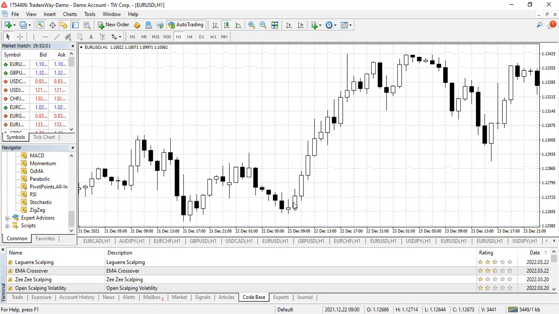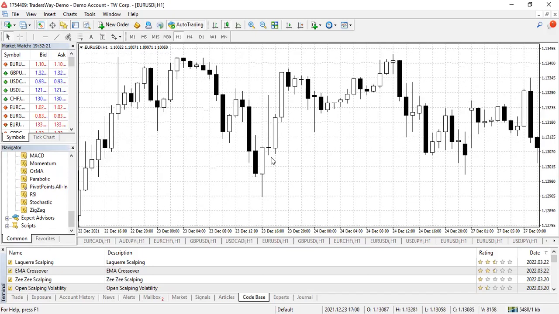Yeah, so we can use this as an example of three white soldiers. Can you see we have a bullish candle here, followed by another bullish candle, followed by another bullish candle. So this is telling us there is a reversal and the market is going uptrend. But when we have three black crows, it's telling us there is a reversal in an uptrend and the market is going downtrend.